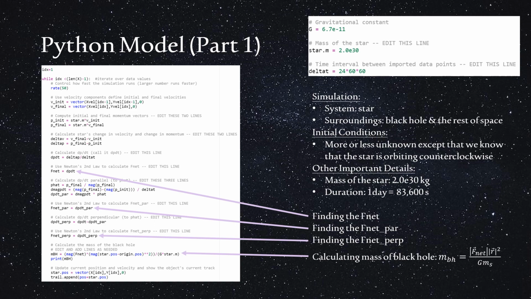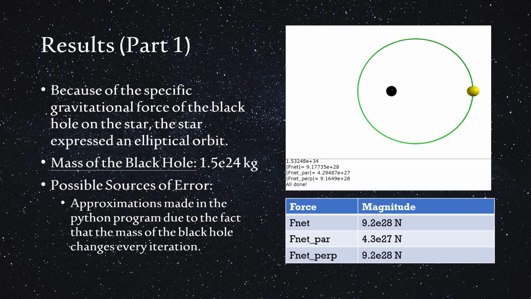As you can see, we can find F net with this equation with the arrows. We found the F net parallel and the F net perp, and then we calculated the mass of the black hole using this equation by manipulating the force equation. These are the results for part 1.